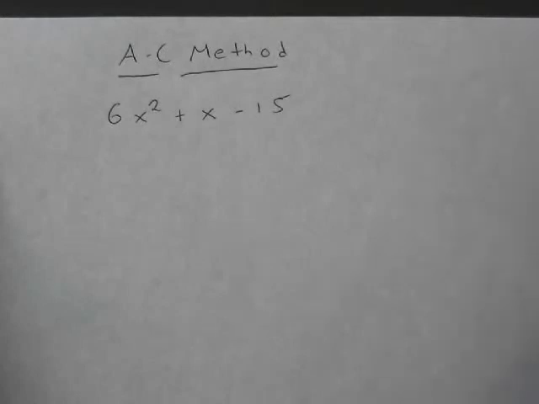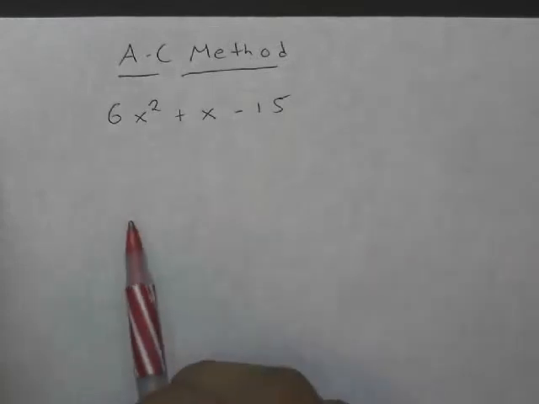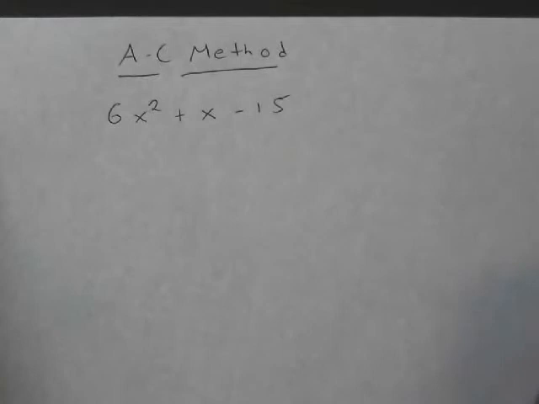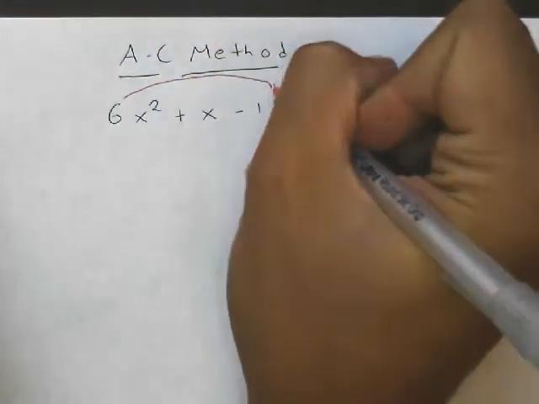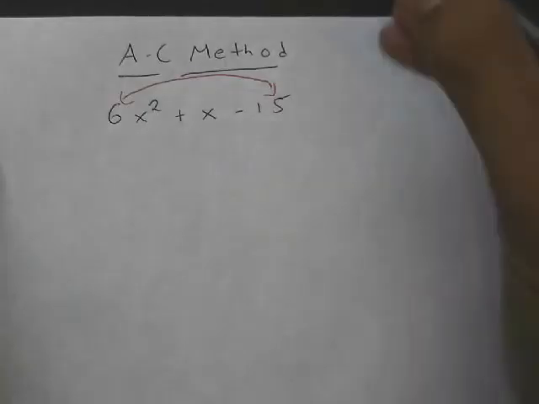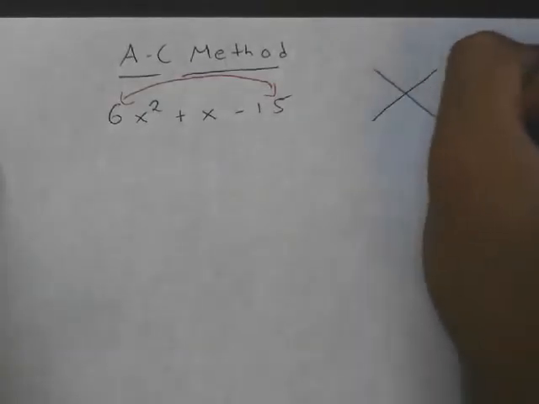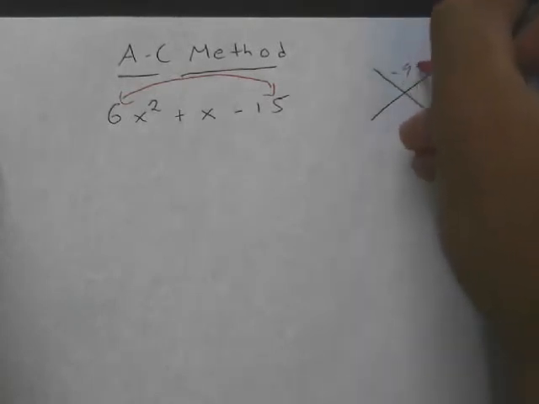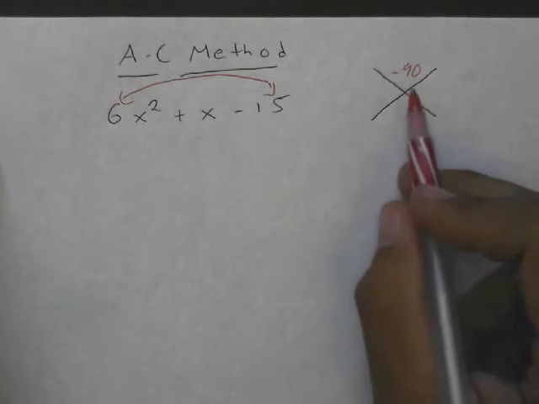In this problem, we're going to be using what's called the AC method of factoring. This is where we're going to be factoring a trinomial, meaning we have three terms. Now, to start, we're going to multiply our first and our last numbers, being the 6 and the negative 15. When I multiply 6 and negative 15, that's going to give me negative 90. I'm going to put that in the top of this diamond.